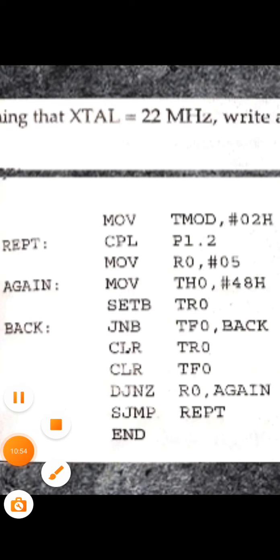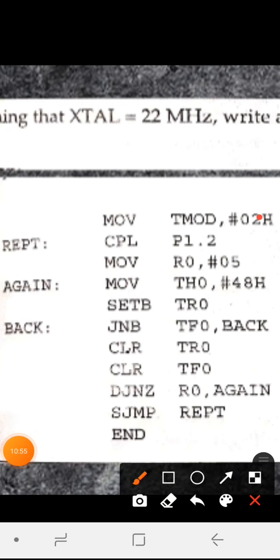In the program we have written, we have used timer 0 and mode 2. We are using CPL so that you can complement your port 1 to get both higher and lower portion. You are saying 5 to be loaded into R0, so you can use it as a count for multiple delay. So TH0, since you are using timer 0, it has to be loaded with the initial value 48. Just now I showed you the calculation of how you got it as 48.